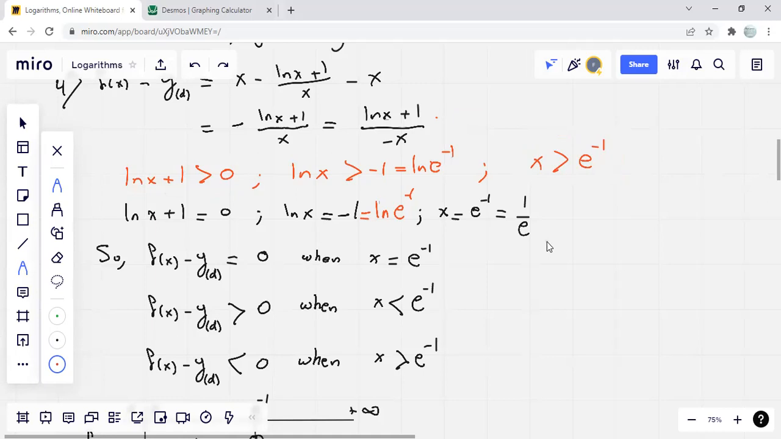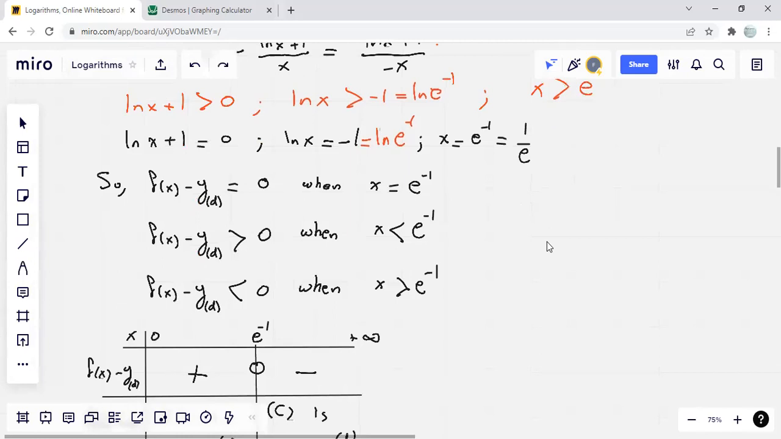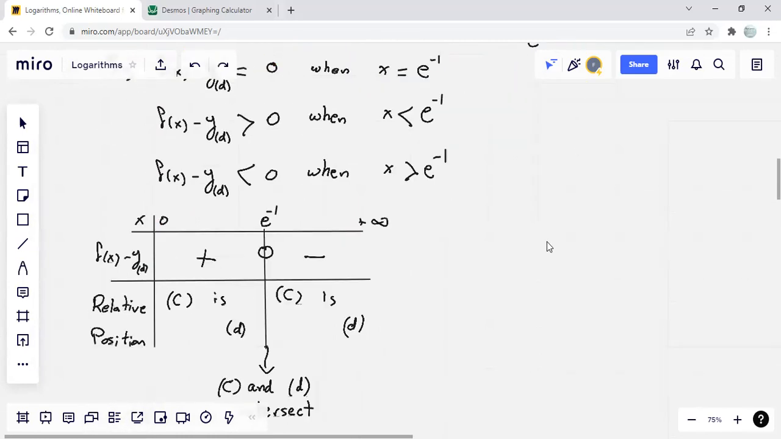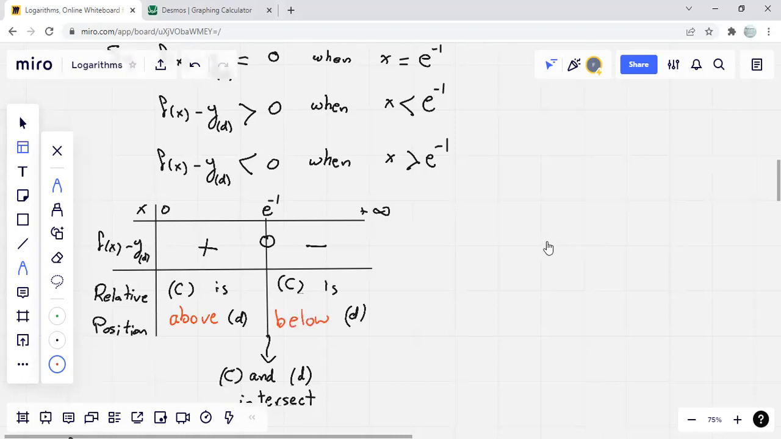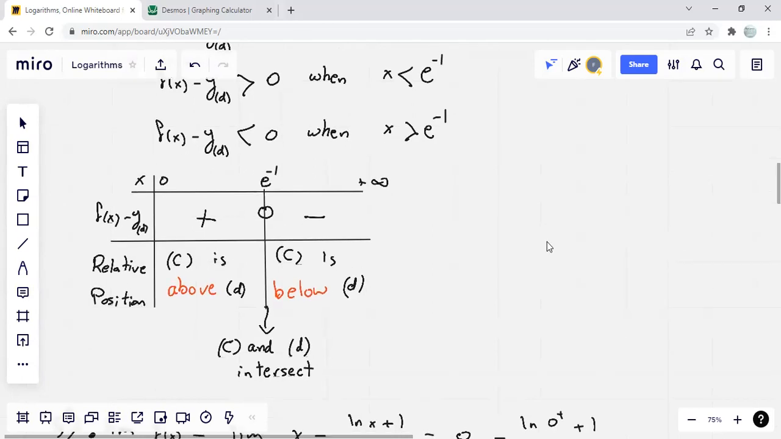Now let's continue. بعد ما جبنا relative position الساين حطيناهم بتيبل، اسهل نكتب relative position. قلنا إذا طلع الديفرنس بيناتهم positive معناتها ال F أكبر. ف the curve C of F is what is above D. ولما يطلع negative بيكون the curve C is below the line D. And of course when it is equal to 0 then they intersect each other. C and D intersect.